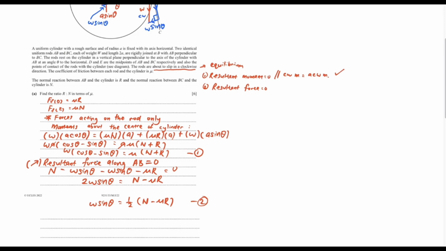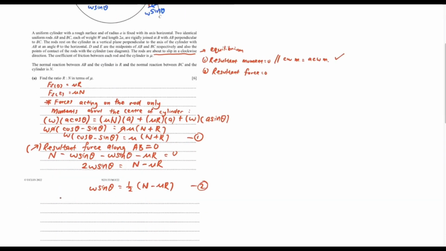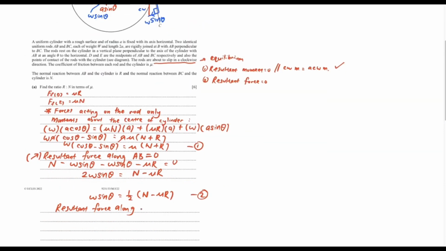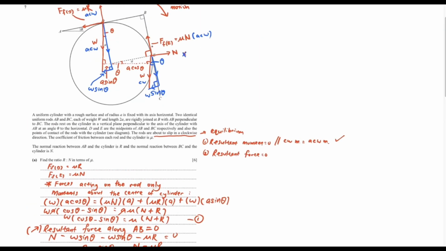Okay, so then we are able to do it. Now let's consider also the resultant force along CB equal to 0. I take this direction as the positive direction. Let's see the force. I have the mu N, and mu N is positive.